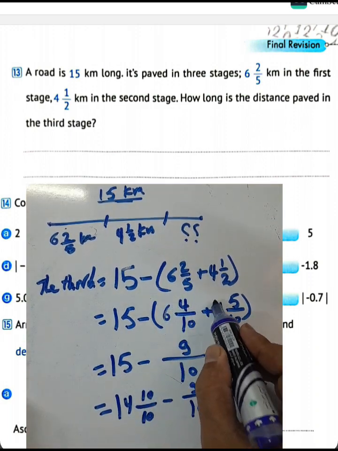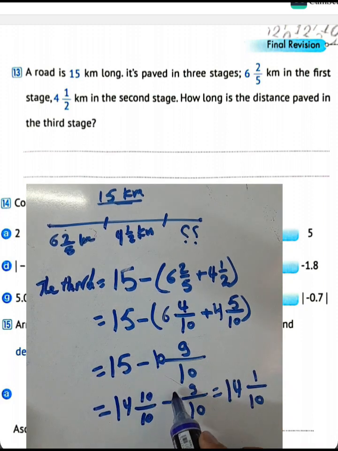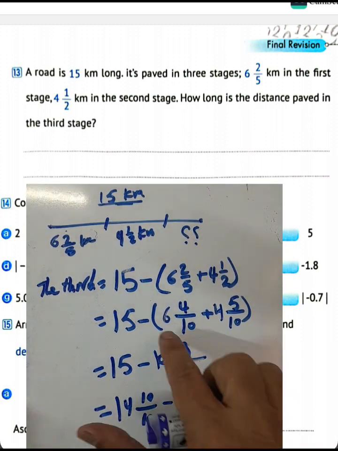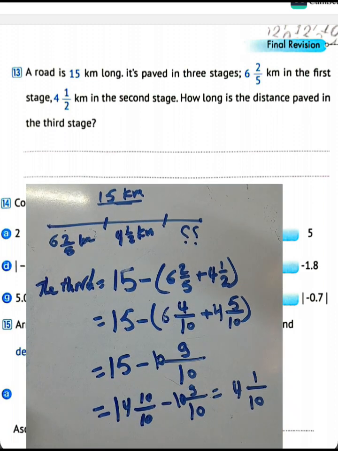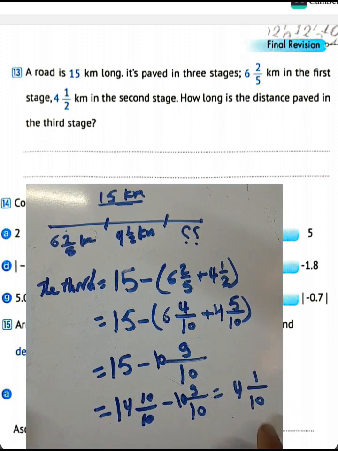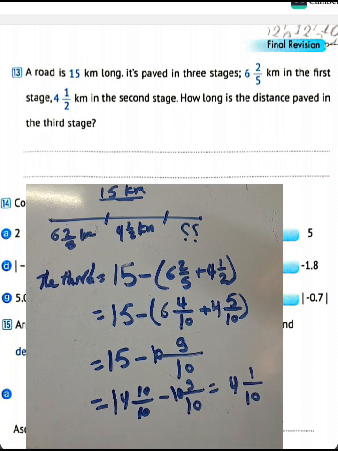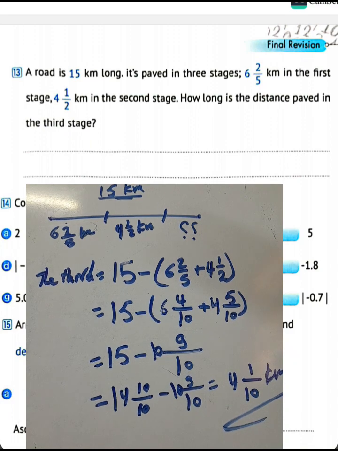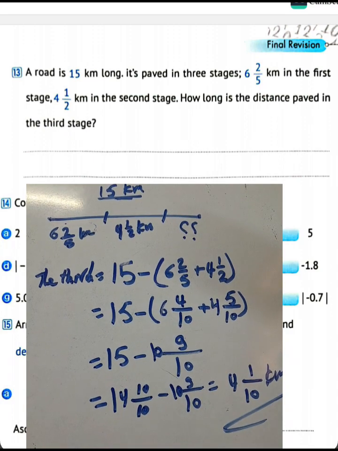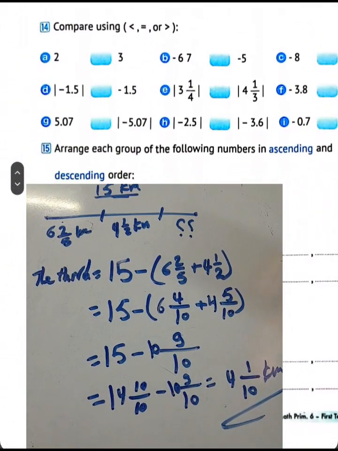Okay, I forgot to write 6 plus 4 equals 10. Don't forget, 6 plus 4 equals 10, and 14 minus 10 equals 4. Then the result will be 4 and 1 over 10 kilometers. Okay, it's the distance paved in the third stage. Question number 14.